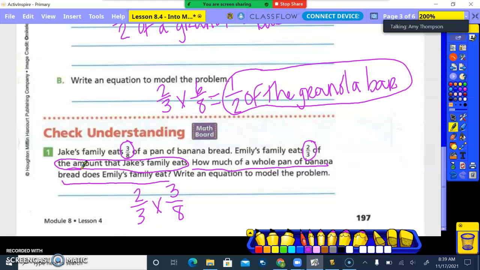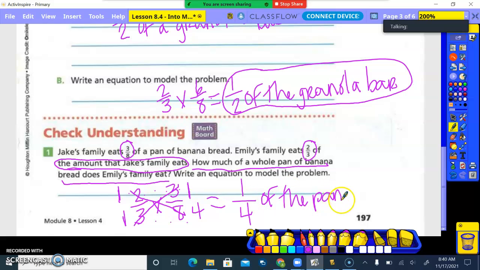Can I simplify before I start? Yes. So the 3 can go into 3 one time. 3 can go into 3 one time. What goes into 2 and 8? 2. So 2 goes into 2 once. 2 goes into 8 4 times. And then I multiply them out. 1 times 1 is 1. 1 times 4 is 4. So 1/4 of the pan of bread.